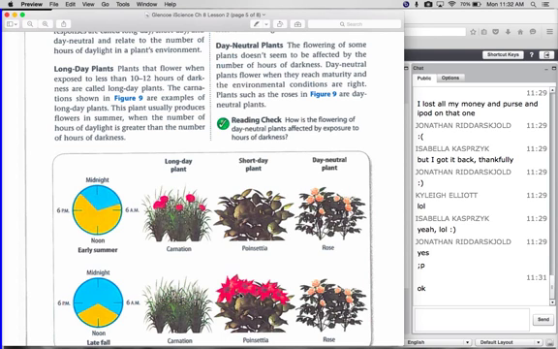Now they have day neutral plants, which don't care how much darkness there is. They just care about how mature the plant is and the environmental conditions and all of that kind of stuff. They will flower regardless of how many hours of darkness there is for that particular day. Is that interesting to you?